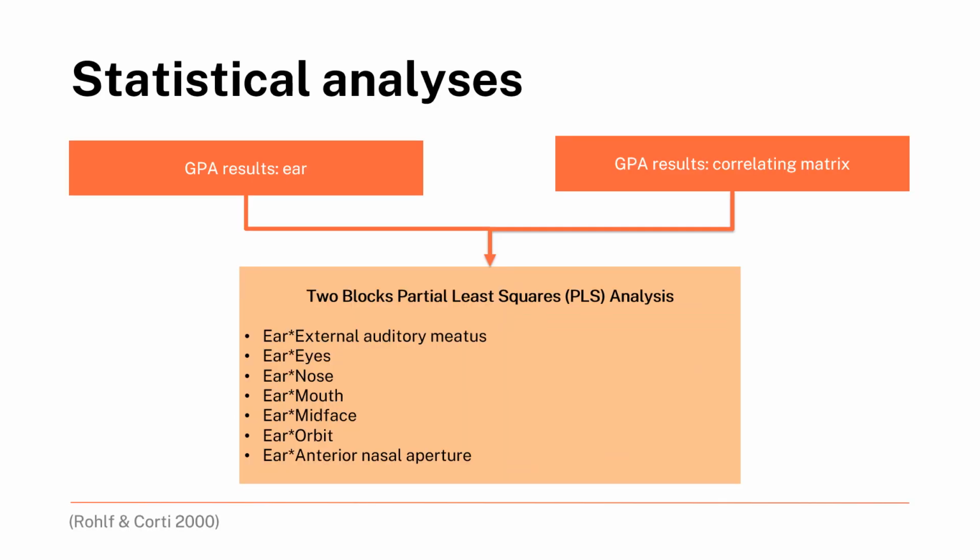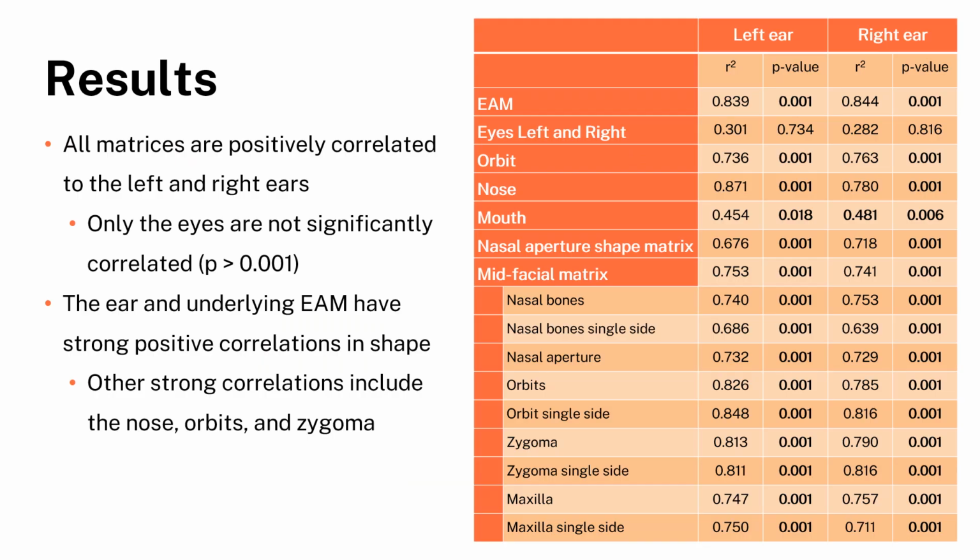Statistical analysis involved assessing correlations between the mean shapes of the ear to all other matrices. Evaluation of covariation between matrices was calculated with 2 block partial least squares analyses. This analysis assesses the degree of association between 2 blocks of Procrustes aligned coordinates. The shape of all soft and hard tissue matrices are positively correlated to the shape of either the left or right ear, with only the correlation between shape of the ear and the eyes not being statistically significant.